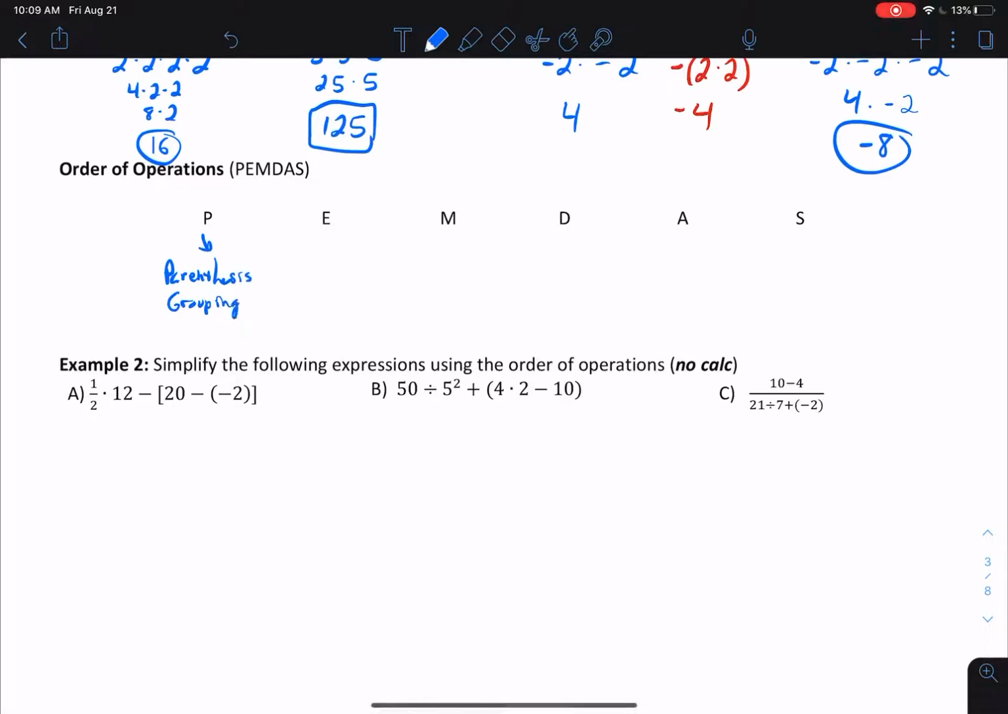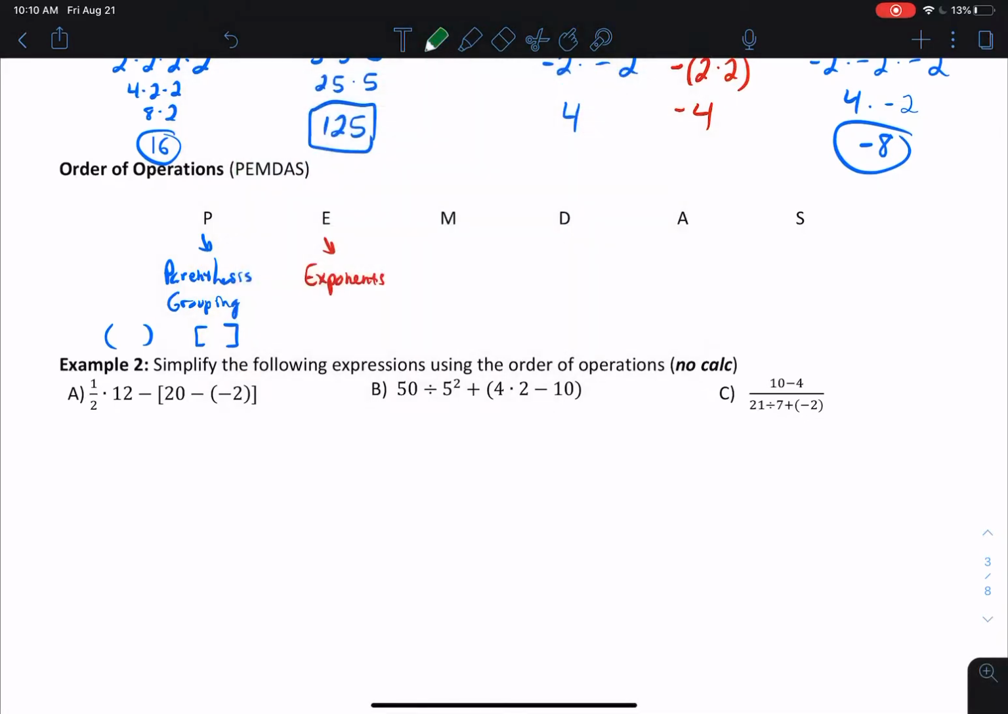First thing we need to do is simplify what is inside grouping symbols. And those can be parentheses or brackets. The E, those are our exponents. So after we simplify what's in the parentheses, next thing we deal with is the exponents.